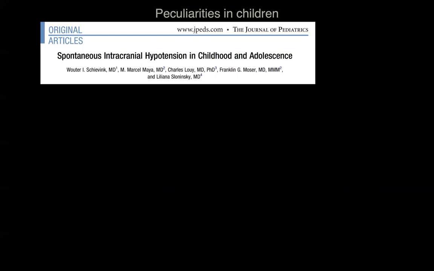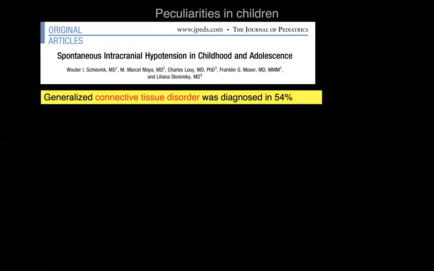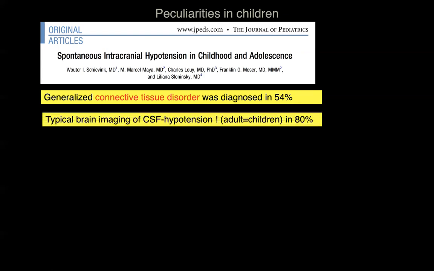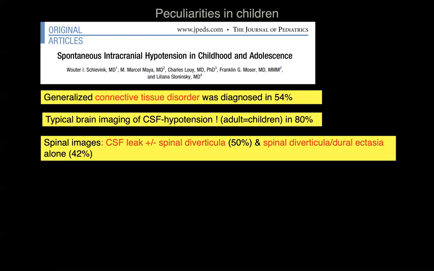But there are some specific problems in children, and this is a very nice paper where they say that in more than half of the children, you find that they develop CSF hypotension in the context of connective tissue disorder. So you need to think of the cause of the CSF leak in a child, and the imaging findings are exactly the same. But the important thing is that connective disorder means some sort of dura weakness.